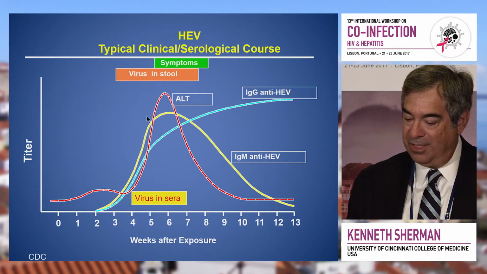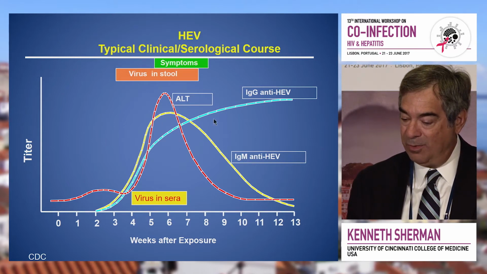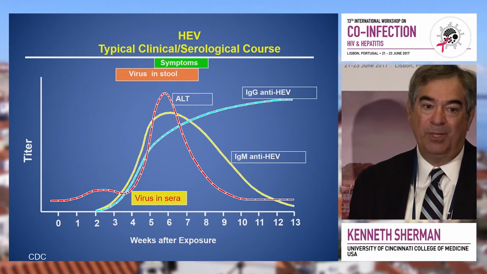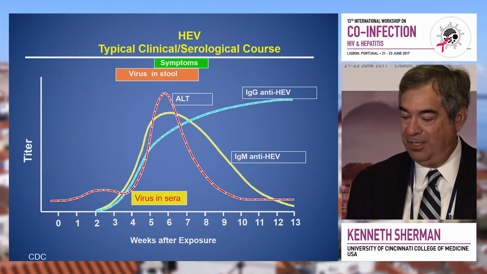You begin to see a peak in ALTs, and around the time that ALTs peak, patients become symptomatic. They initially have an IgM reaction, and that is replaced by an IgG reaction very similar to hepatitis A infection.